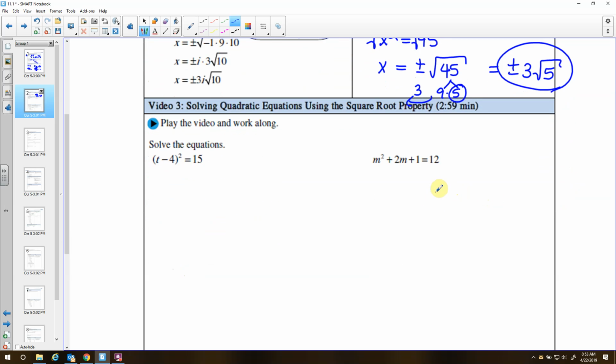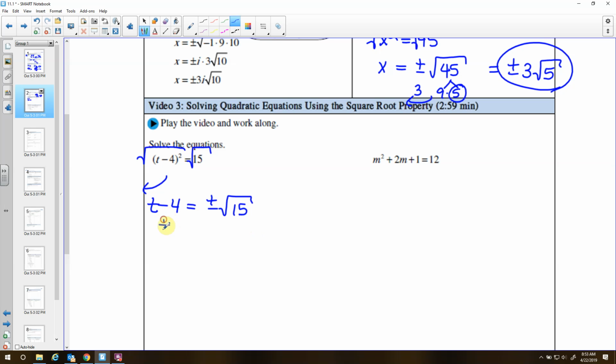Now look at these next ones. These next ones, I have an expression in parentheses squared. Well, we're going to do the exact same thing. I'm going to just square root both sides. So this time, a t minus 4 comes out completely. And then I have plus or minus square root of 15. Don't forget there's a plus or minus there. Now, I can't simplify square root of 15 anymore because there's no perfect square that goes into it.